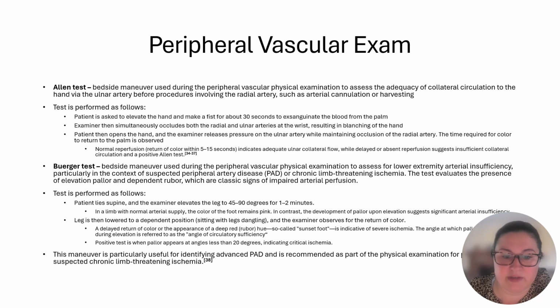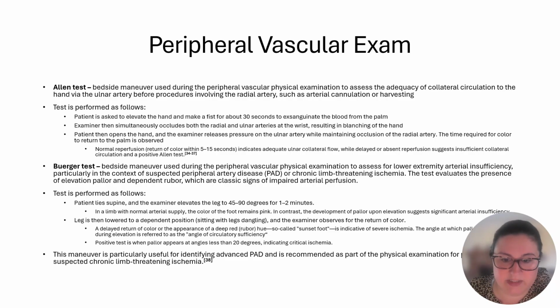the patient elevate the hand and make a fist for 30 seconds to exsanguinate the blood from the palm. The examiner would then simultaneously occlude both the radial and ulnar arteries at the wrist, resulting in a blanching of the hand. The patient then would open the hand, and the examiner releases the pressure on the ulnar artery while maintaining occlusion on the radial artery. And the time required for color to return to the palm is observed. Normal would be within 5 to 15 seconds.